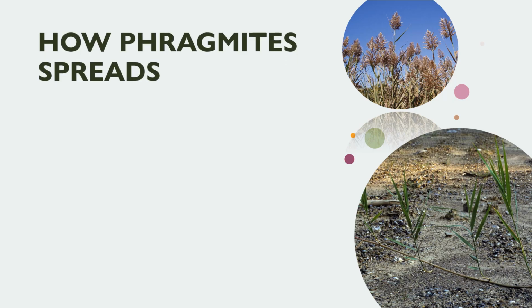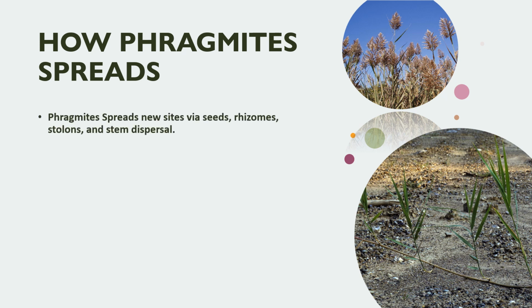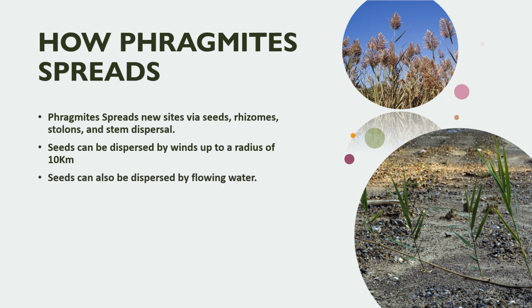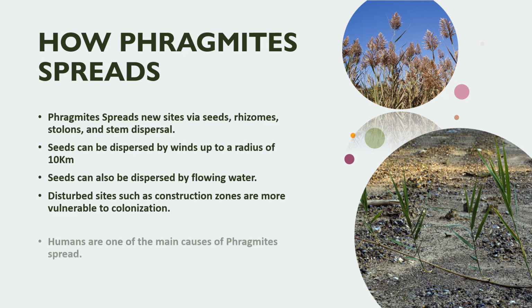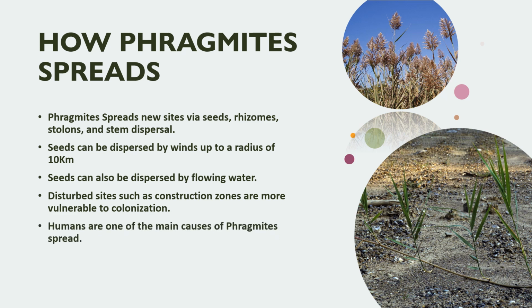How Phragmites spreads. Phragmites spreads to new sites via seeds, rhizomes, stolons, and stem dispersal. Seeds can be dispersed by winds up to a radius of 10 kilometers. The seeds also can be dispersed by flowing water. Disturbed sites such as construction zones are more vulnerable to colonization. Humans are one of the main causes of Phragmites spread. Once these plants become established, its expansion is exponential.